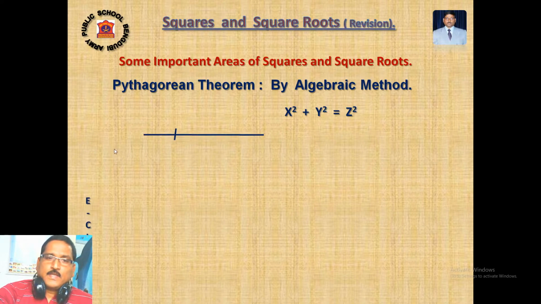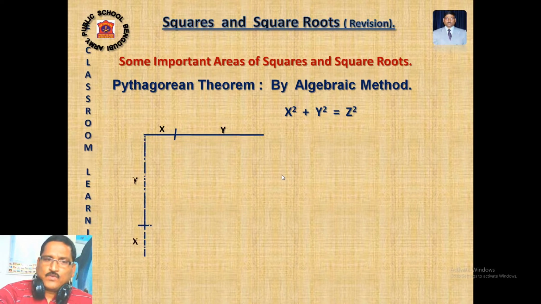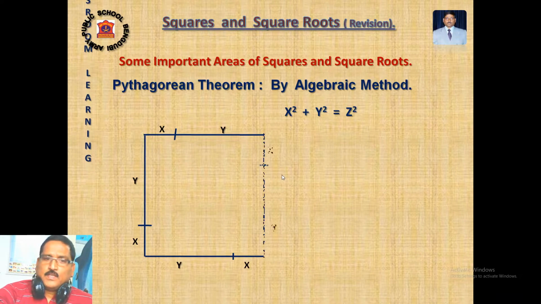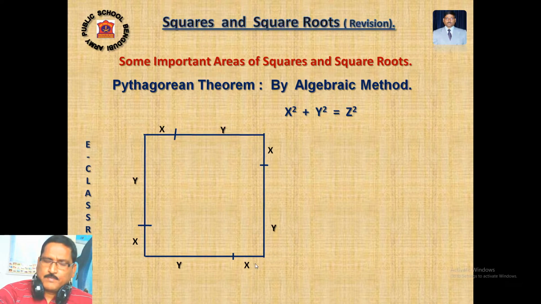Suppose I have drawn a line segment, and I have divided it into two unequal parts. Let the first part be x and the second part be y. So the whole line segment is the sum x plus y. Now taking this measurement as one side of a square, if I complete the figure, it will be a complete square. What is the area of the square? Side square, that is x plus y whole square. All sides are x plus y, meaning all have the same measure.